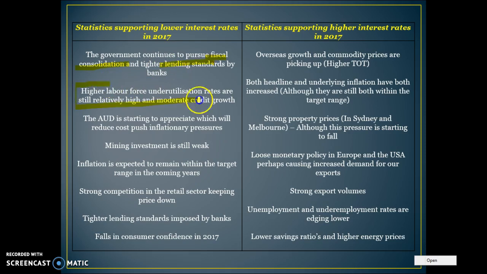There was high labour force underutilisation. This is less of an issue now, but that put less pressure on wages. Mining investment was weak. Inflation was within the target range. Some of the key things that were going on. Confidence was also low. In terms of things supporting higher interest rates, so reasons why they didn't make the monetary policy even lower, is the fact that commodity prices started to pick up. Headline and underlying increased slightly last year. There were strong property prices. This has subsided a bit this year, but there were strong property prices last year, strong export volumes, and unemployment was going down a little bit last year, as it has this year.